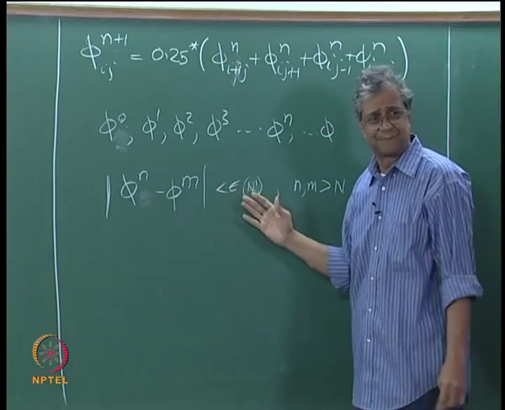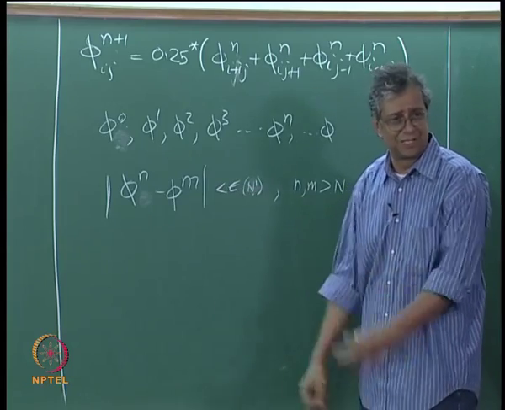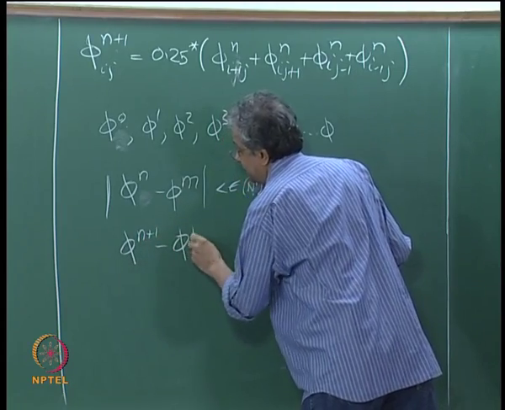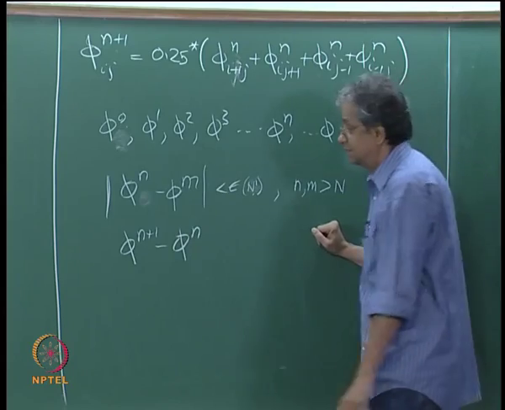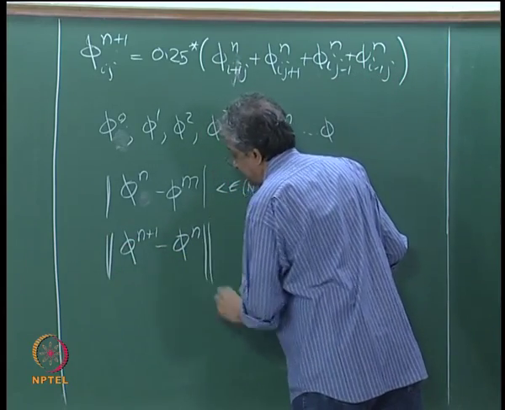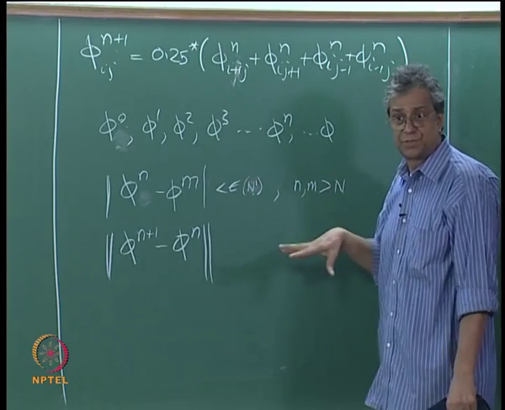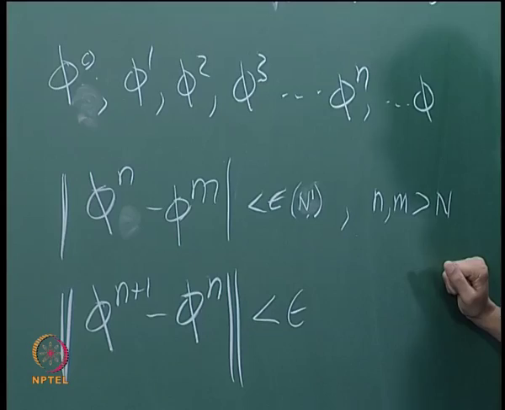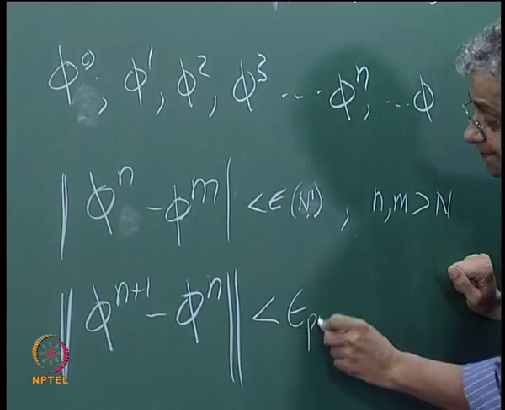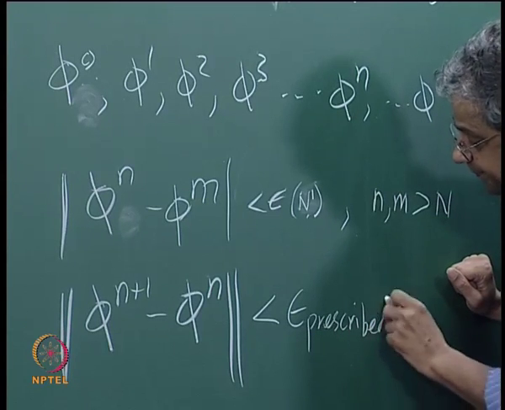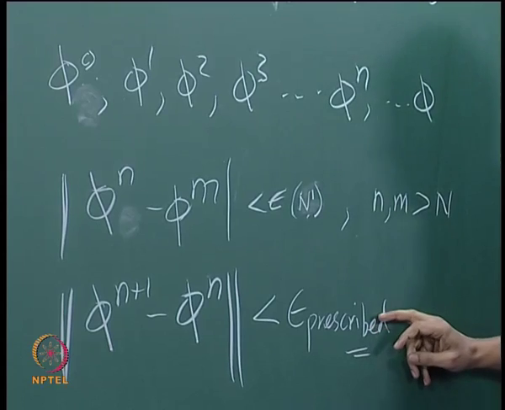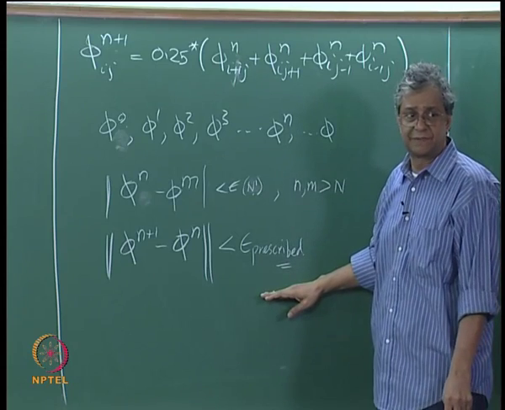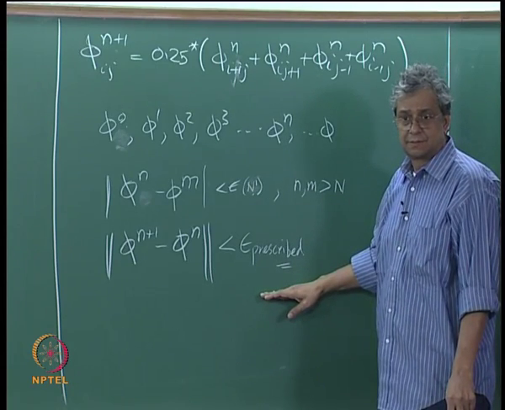Well, we cannot actually do this, so we will do an engineering approximation. We will ask ourselves what happens to phi n plus 1 minus phi n. I will write it as a norm, because given these nodal points you can actually come up with functions. We want this to be less than some prescribed epsilon. You will prescribe this epsilon. So now it is clear: we are generating a sequence of phis and all we have to do is check whether the phis converge. Is that fine?